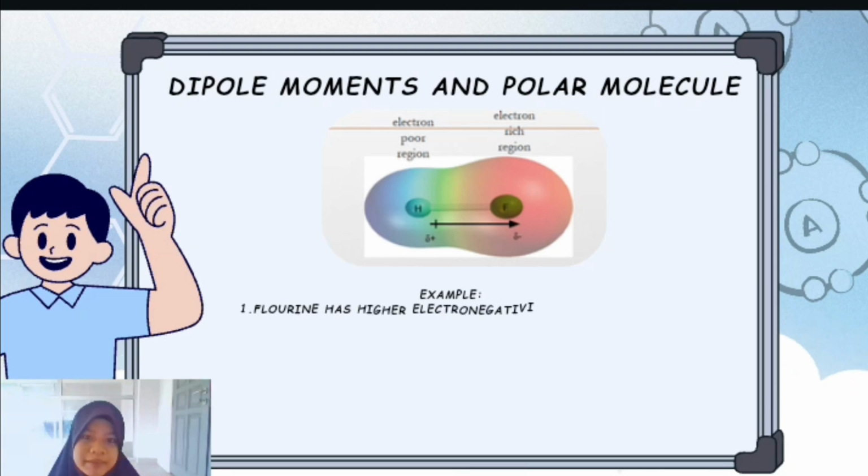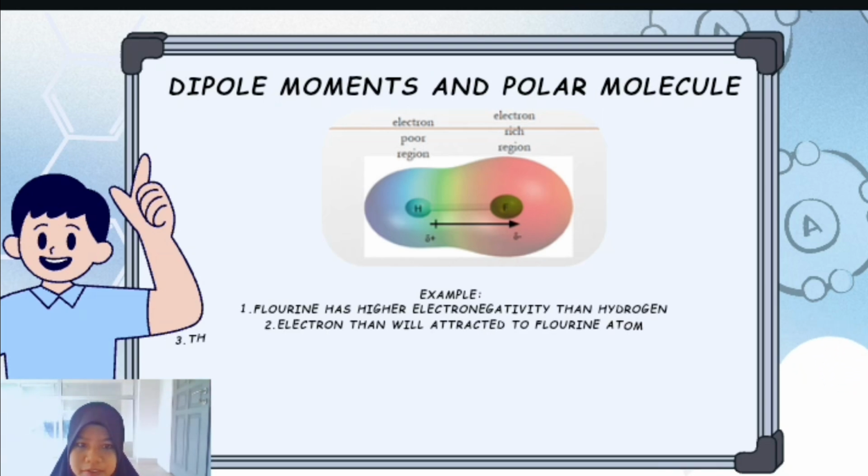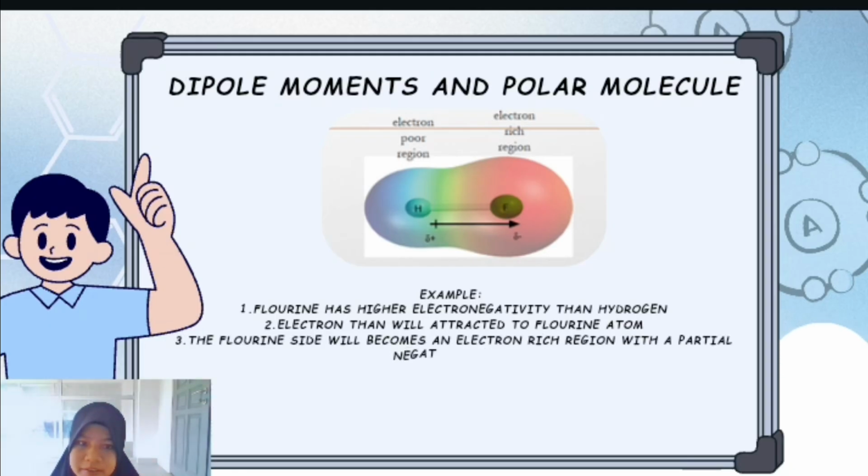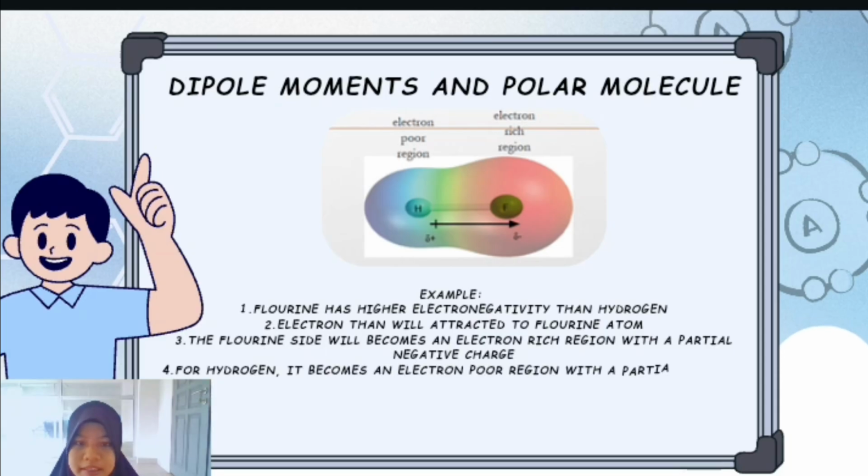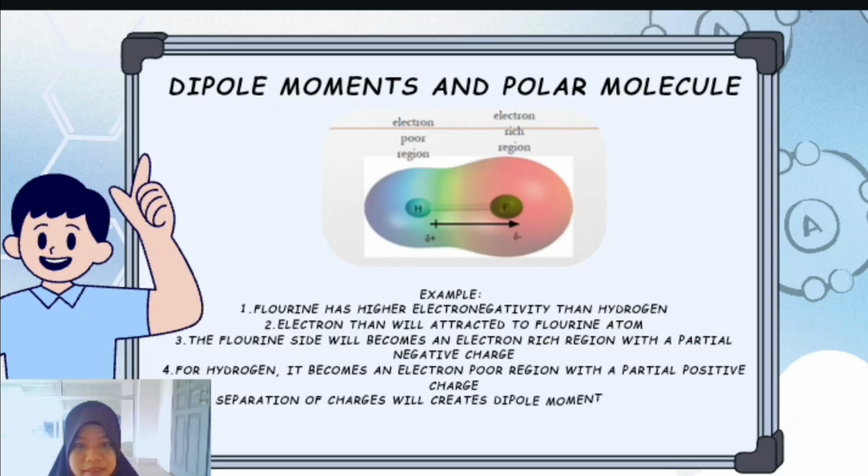For example, fluorine has higher electronegativity than hydrogen. Electrons then will be attracted to the fluorine atom. The fluorine atom will become an electron-rich region with a partial negative charge. For hydrogen, it becomes an electron-poor region with a partial positive charge. This separation of charge will create a dipole moment, therefore HF is also classified as a polar molecule.